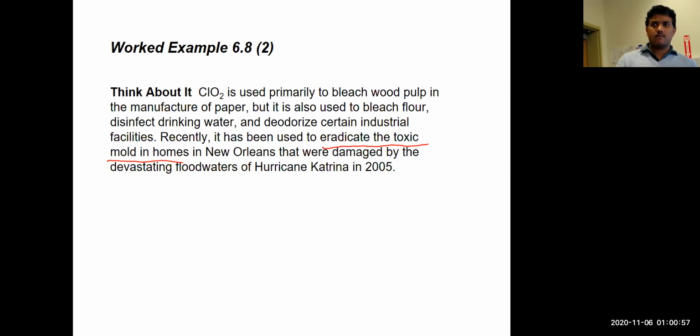For example, here they discuss one of the great uses of this ClO2 free radical molecule: they eradicated the toxic mold in New Orleans homes that were destroyed by Hurricane Katrina. Yeah, it did the job because it is a free radical molecule and it can destroy mold or whatever other toxic material, because it's a badass free radical molecule.